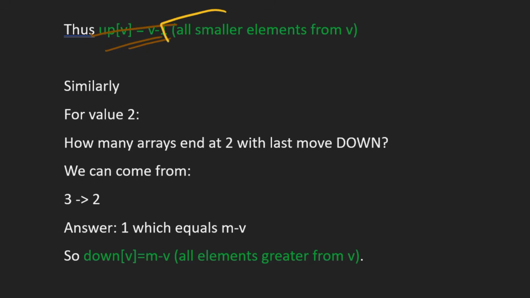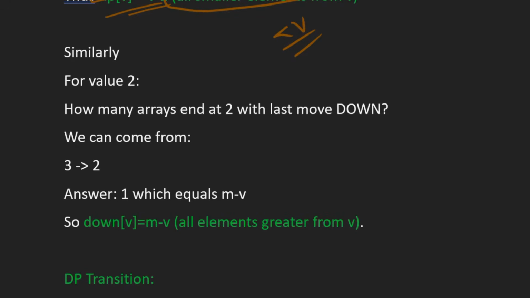That means all the elements less than v, right? Now similarly, if you see for value 2, how many arrays end in 2 and the last move should be in the down direction? We know here our last element is 2 and we want a down direction.